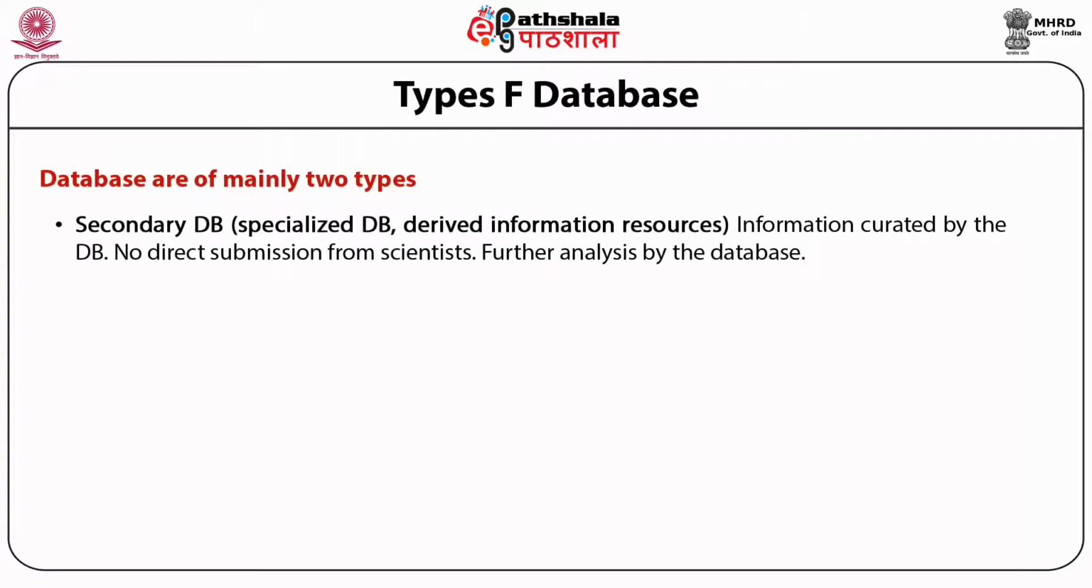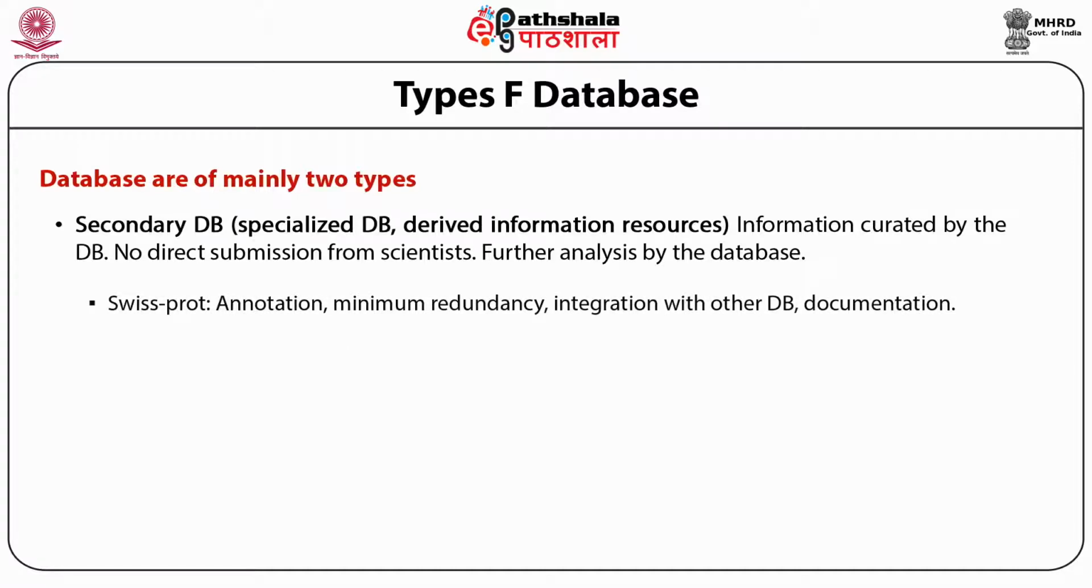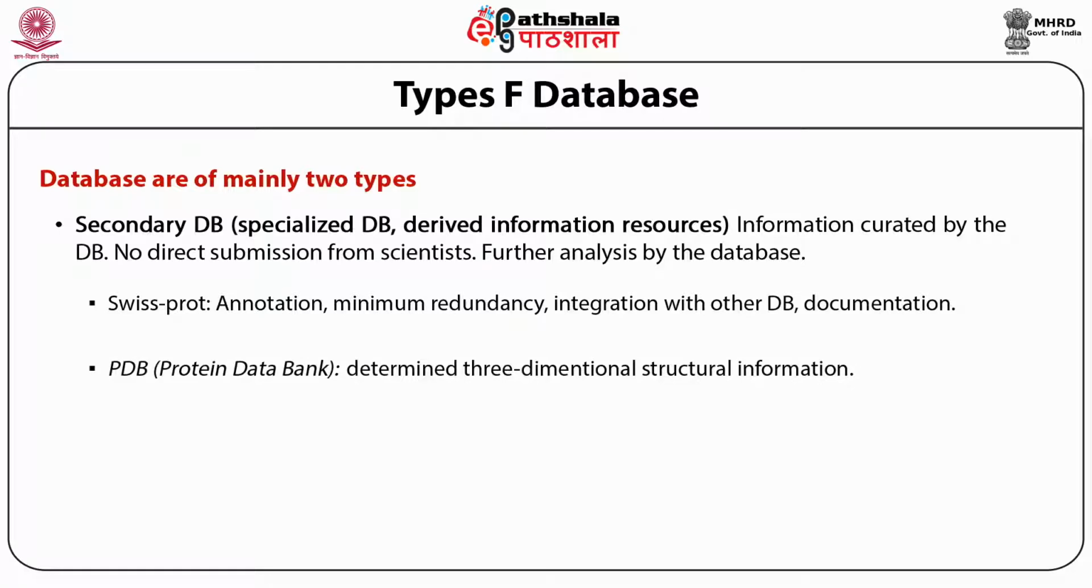The secondary databases are the specialized type of database. They are curated databases, or you can say annotated databases, in which the information is curated by the database and there is no direct submission from scientists. It is actually an analysis of the primary database. For example, Swiss-Prot has annotation and minimum redundancy, integration with other databases, and well organized documentation, so anybody can access this database and get their desired information in different formats. Another is the Protein Data Bank, which stores the three-dimensional structure of proteins, but it is a well analyzed and well annotated database, which is why it is also considered a secondary database.